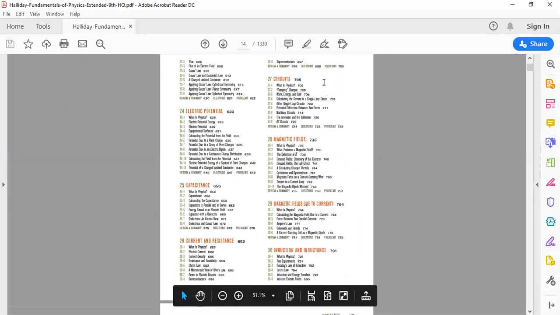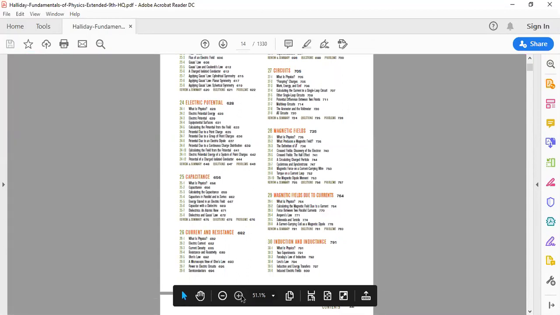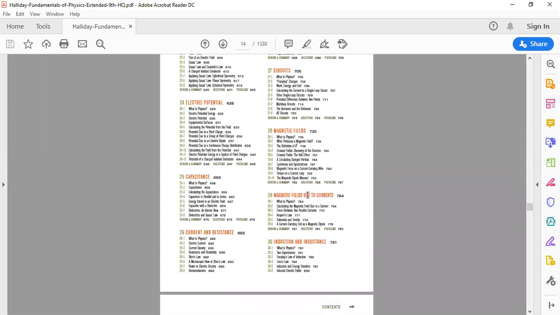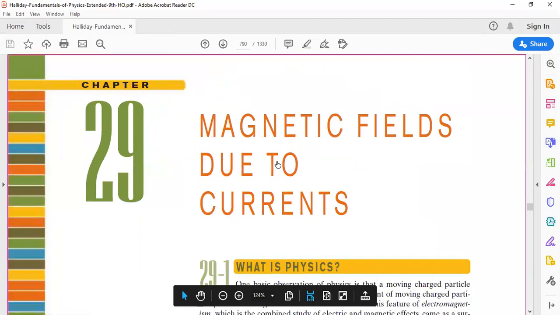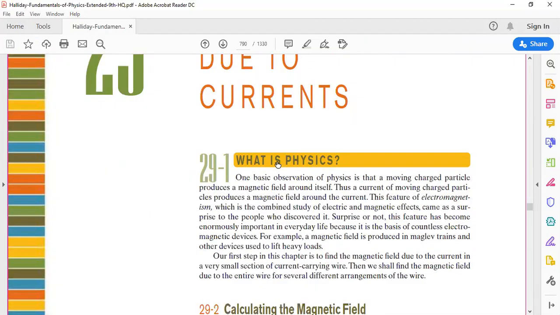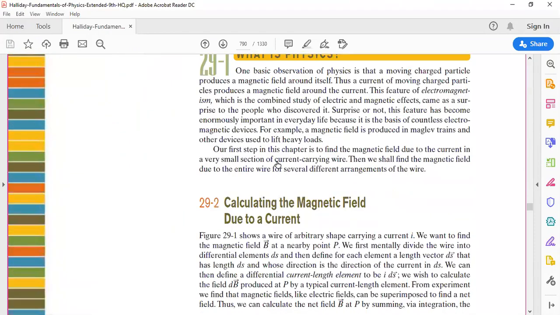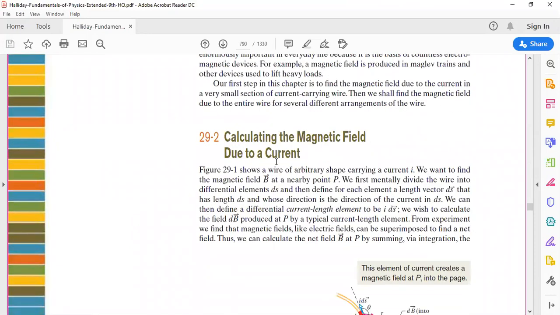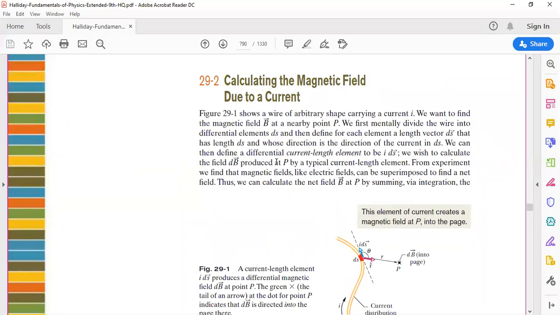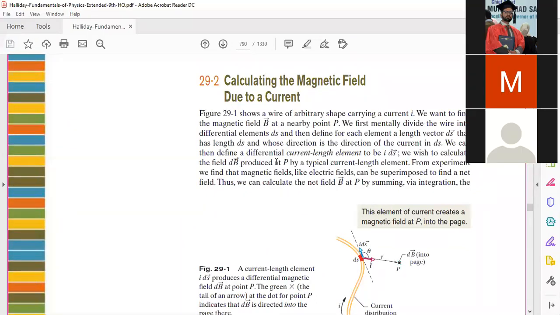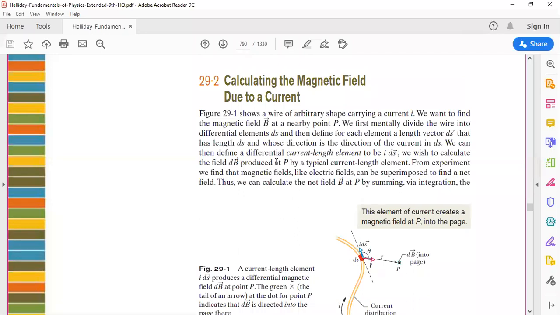Our current topic is chapter number 29, which is magnetic field due to currents. Previously we have studied Gauss's law for the electric field and magnetic fields as well. Now we are going to move to the calculations: how to calculate the magnetic field due to current, and different configurations of the current.